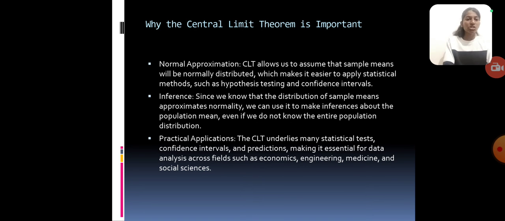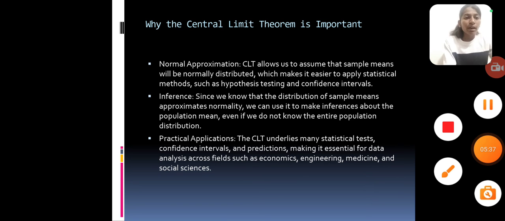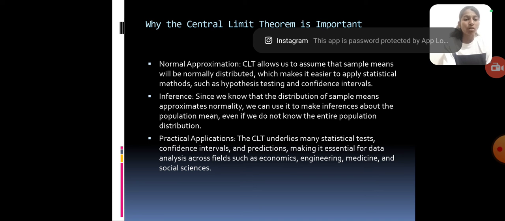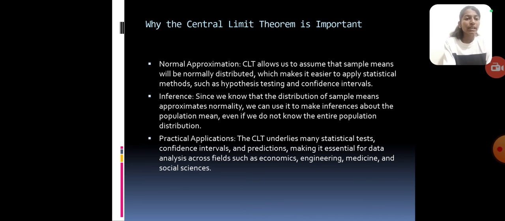Why is the central limit theorem important in mathematics? First, normal approximation. CLT allows us to assume that sample means will be normally distributed, which makes it easier to apply statistical methods such as hypothesis testing and confidence intervals. The second one is inference. Since we know that the distribution of sample means approximates normality, we can use it to make inferences about the population mean, even if we do not know the entire population distribution.